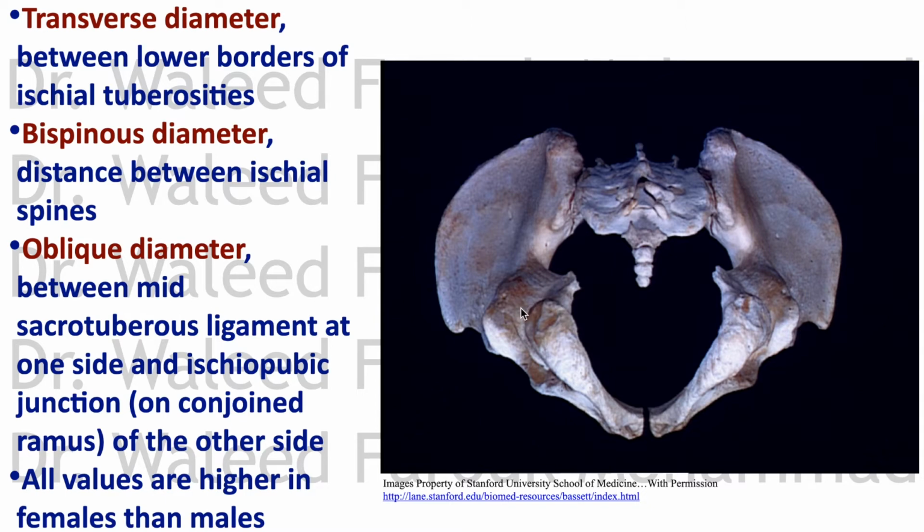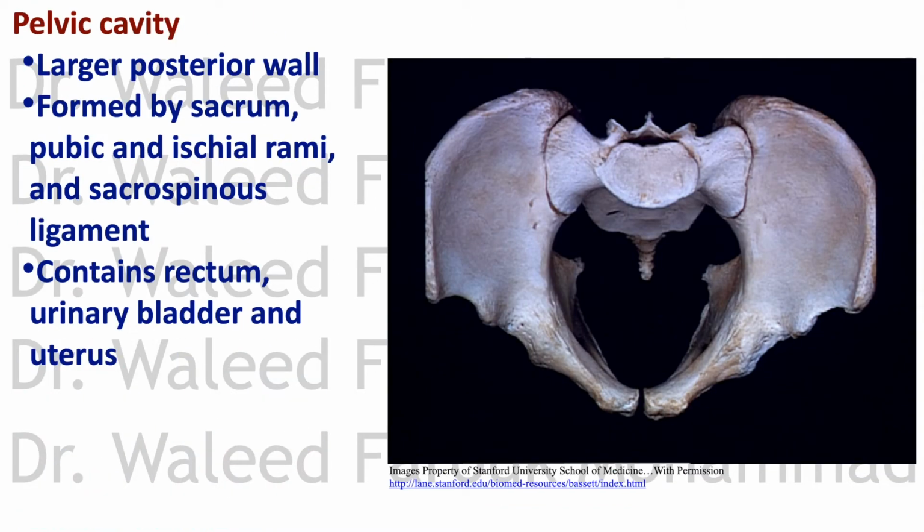So in both the superior and inferior apertures, we have almost the same diameters, but the points are different between the pelvic brim and the pelvic outlet. The pelvic cavity itself is larger posteriorly than anteriorly. Anterior is behind the pubic bones, posterior is in front of the sacrum.